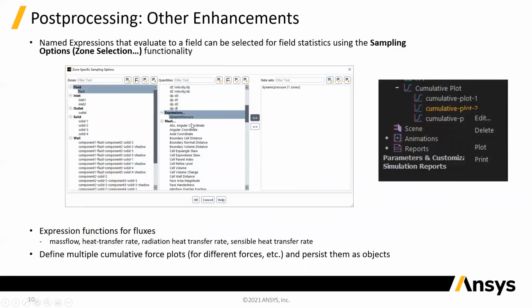Other enhancements to post-processing. Now, when you create an expression that resolves to a field, you can use that in the option for doing sampling. And so that can be used directly. There are more functions for fluxes, particularly those around mass, heat transfer, radiation, etc., so that you're going to be able to use those directly to look at balances. And you've got an option now to have multiple cumulative force plots.